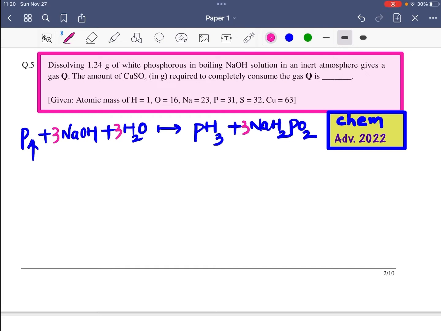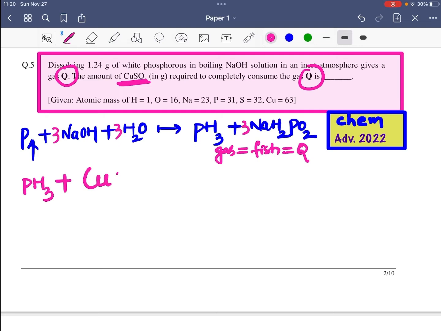First reaction. And here PH3 is the gas which has a rotten fish smell. This is the gas he is talking about, the Q. The gas released is the Q. Later we have to react the Q, that is PH3, with copper sulfate.